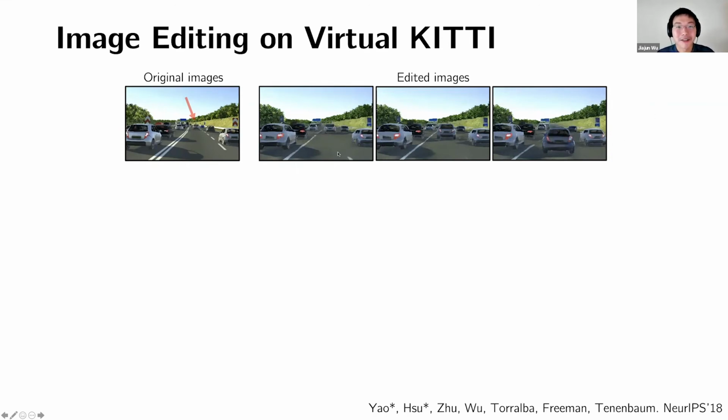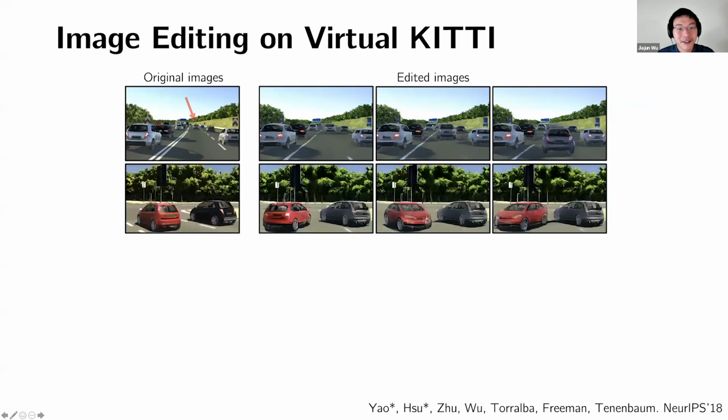But here is the output of edited images. And because you have this very flexible, interpretable, disentangled representation for object poses, positions, but also colors and textures, you can say, I'm changing the position in the first row, but in the second row, I want to change the pose.